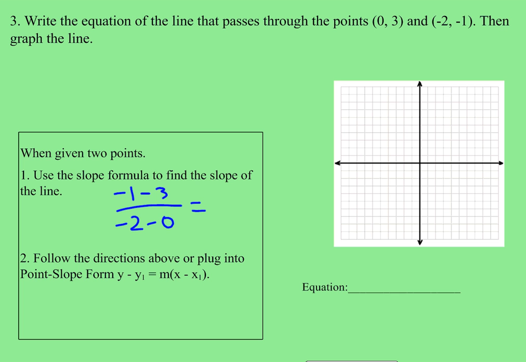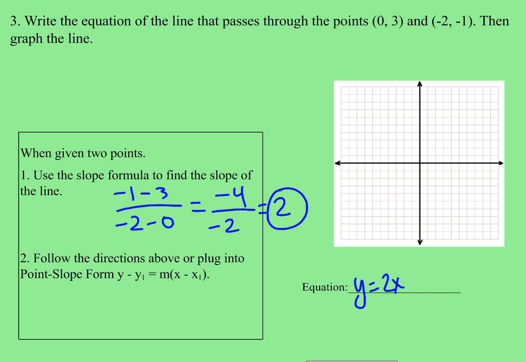Well, it should be -1 minus 3 is -4. -2 minus 0 is -2. So that's a positive 2 for an answer. So that's my slope. So it's going to be y equals 2x plus whatever I get to figure out my y-intercept. So I've got my slope.